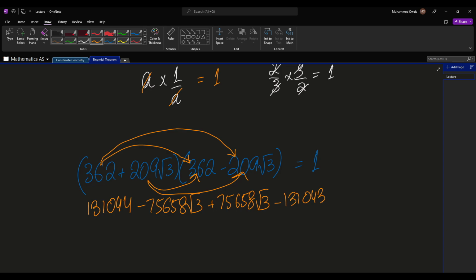This would give me 131043, and this should be equal to 1. Right, now if I resolve this, 131,044 minus 131,043 would give me 1, and these two would cancel each other out. Therefore, 1 is equal to 1, and now we have proven that these two are reciprocals of each other.